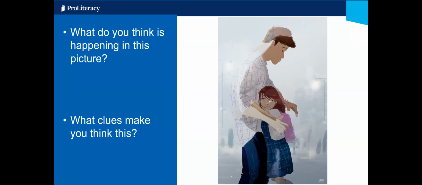Now, what would happen if I told you that the title of this piece is The Drop-Off? How does that change your understanding of what's happening in this picture? So the title of this piece is The Drop-Off. How does that change it?